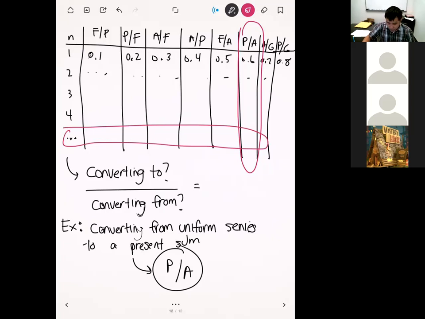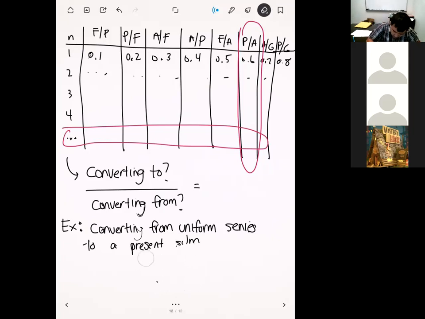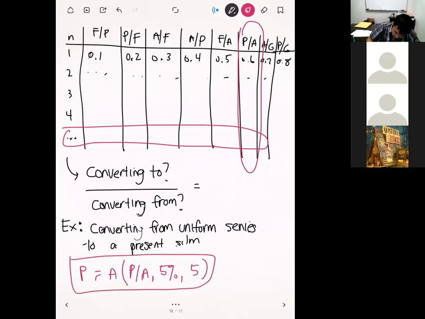The way that you write this down is you say that P is equal to A times the conversion factor of P over A with an interest rate of, let's say, 5% over 5 years. And then this conversion factor is what you can look up in the table.